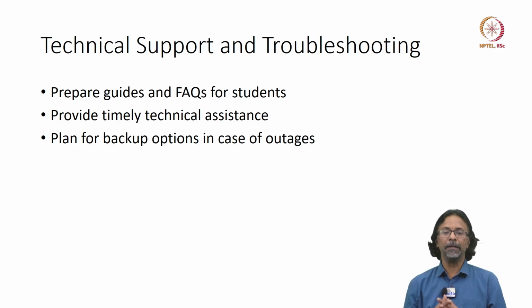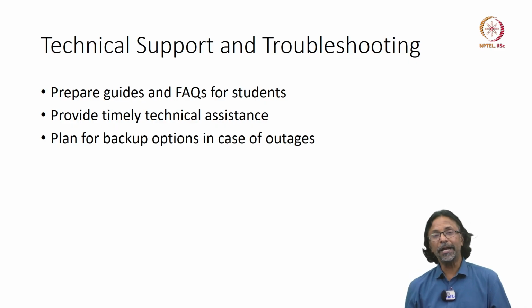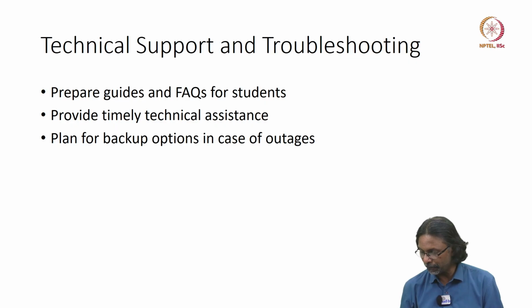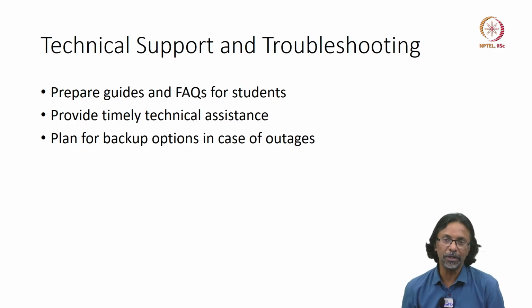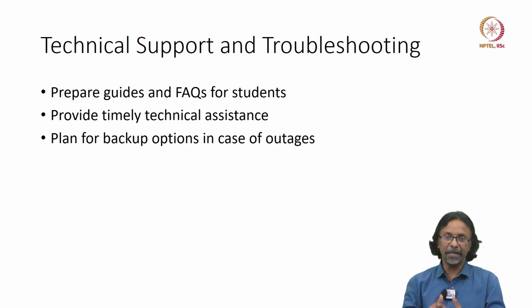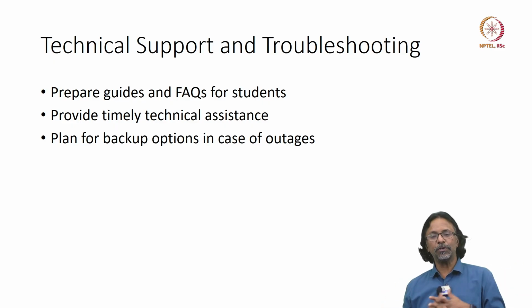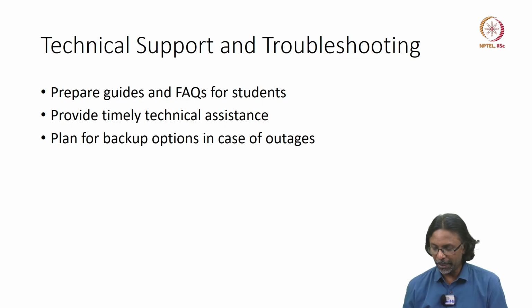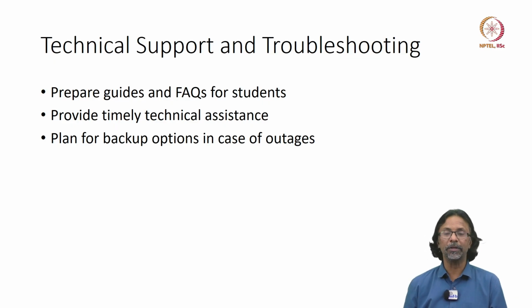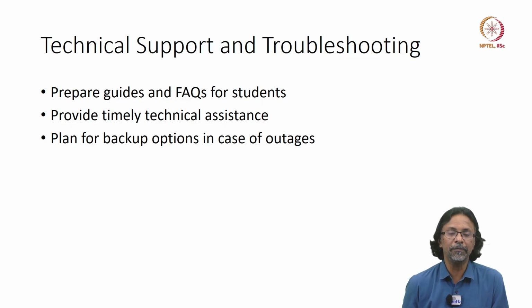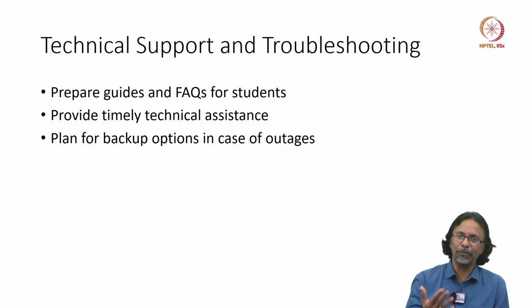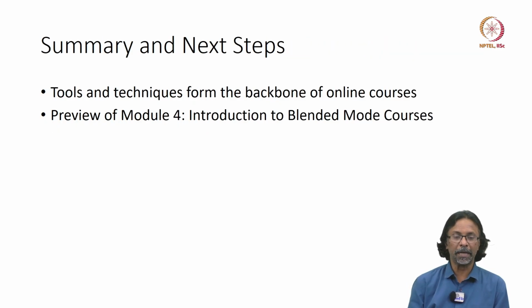And you have to plan for backup options in case of outages. What kinds of outages do we have to plan for? We have to plan for server outages, internet outages, and equipment outages, right? There are only certain things for which you can create a backup or move along with alternative routes. But if my equipment fails and my keyboard doesn't work, then how do I deliver a course, right? So for that you have to have some kind of backup mechanism.